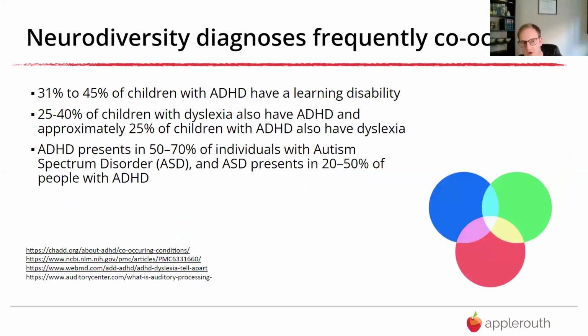There are a lot of co-occurring neurodiversity diagnoses. So generally students with ADHD, almost half, will also have a diagnosed learning difference or disability. For dyslexia, it's similar numbers. 25 to 40% of children with dyslexia also have ADHD. And then the other way around, 25% of children with ADHD have some form of dyslexia. And then autism spectrum disorder and ADHD are also very much related. They coexist in a lot of people.